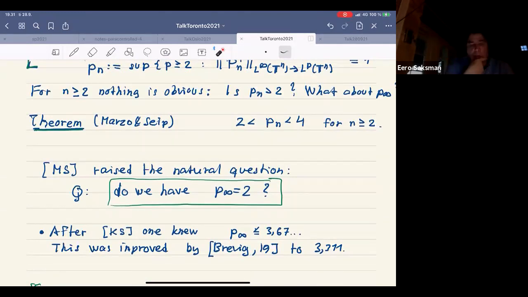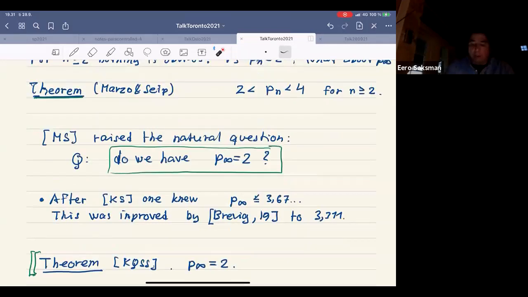The paper by... wrong page. Oh, now I should not leave the page. Sorry, I will not leave.